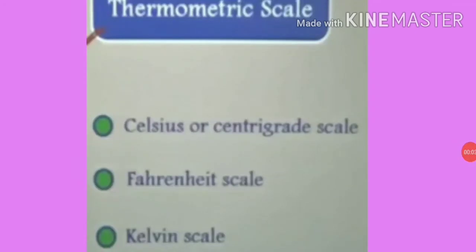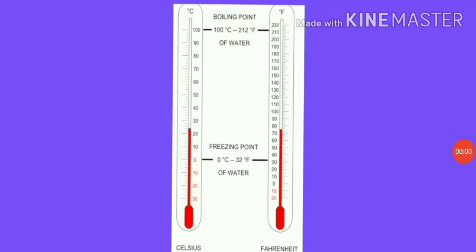Students, there are three temperature scales on which temperature is measured, and these are also known as thermometric scales. These thermometric scales are the Celsius or centigrade scale, the Fahrenheit scale and the Kelvin scale. Now we will read about them one by one. The two commonly used scales are the Celsius and the Fahrenheit scales. So first we will consider the Celsius scale.